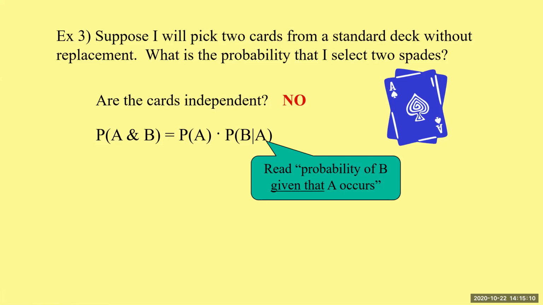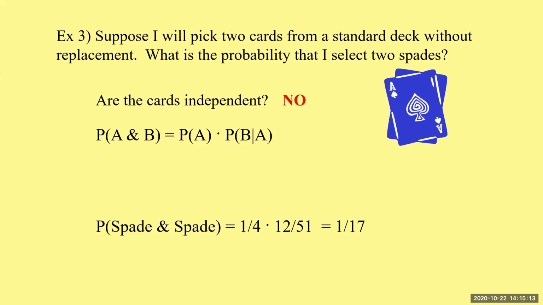Well, what is the probability that the first one is a spade? The probability that the first one is a spade is a fourth, right? I have 4 suits in a deck, or you could say 13 out of 52. And since I'm not replacing it, I don't have 52 cards anymore, I have 51. And if I've already drawn a spade, I don't have 13 anymore, I have 12. So multiply top times top, bottom times bottom, and after simplifying we get a value of 1 out of 17.